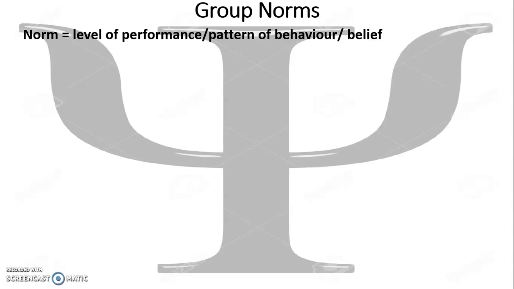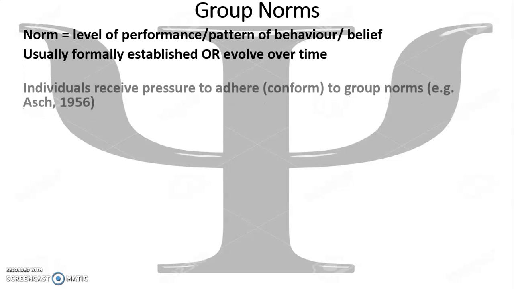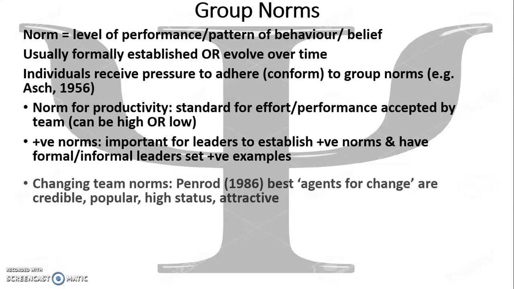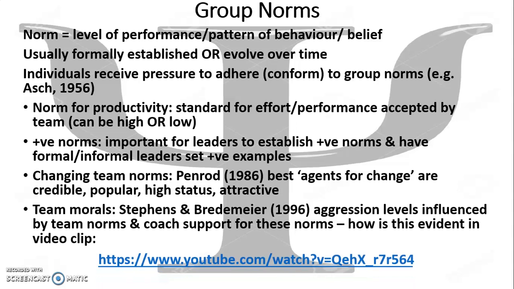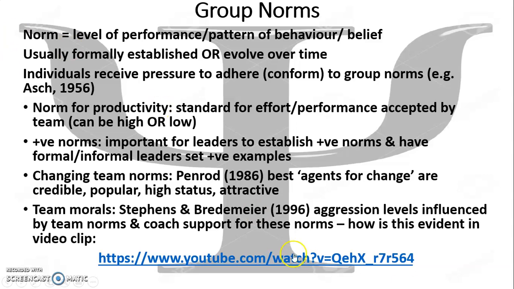Okay, so group norms then: the level of performance, pattern or belief that is normal for your specific group. Okay, so you might be in a group that's quite high performing, hard working, that'll be the norm for them. Okay, if you're in a group that tends to be a bit lazier, then that'll be the norm for them. Okay, so things like team morals can be part of that. So for example, I'm going to show you this little clip. If you go back onto Blendspace, the next box after this will be this clip related to team norms. Can you spot what the team norms are for this group?